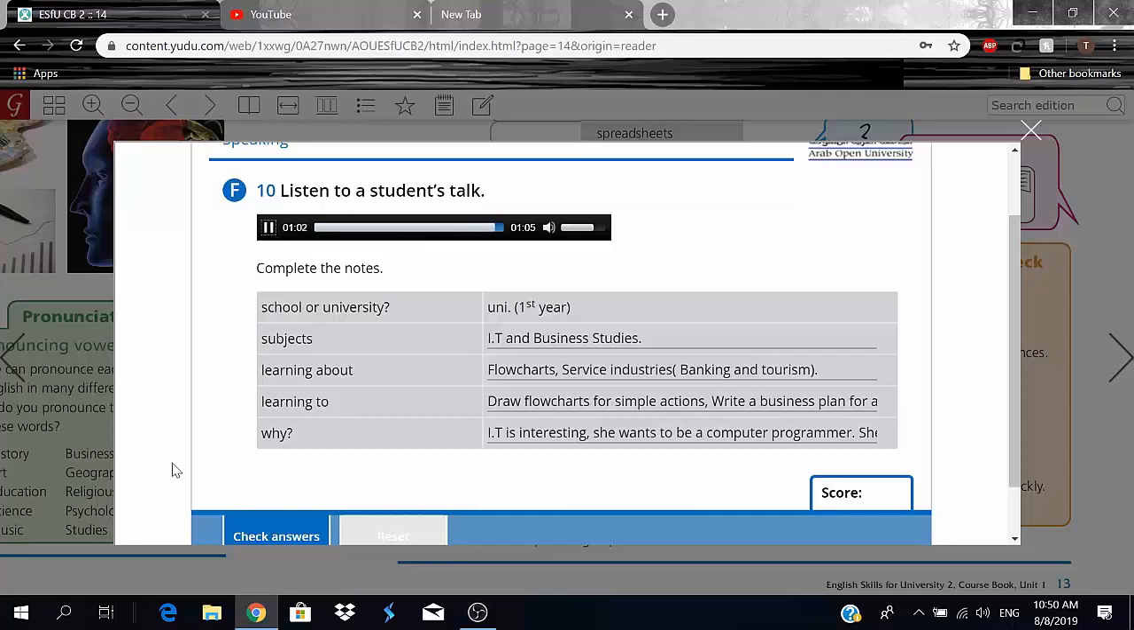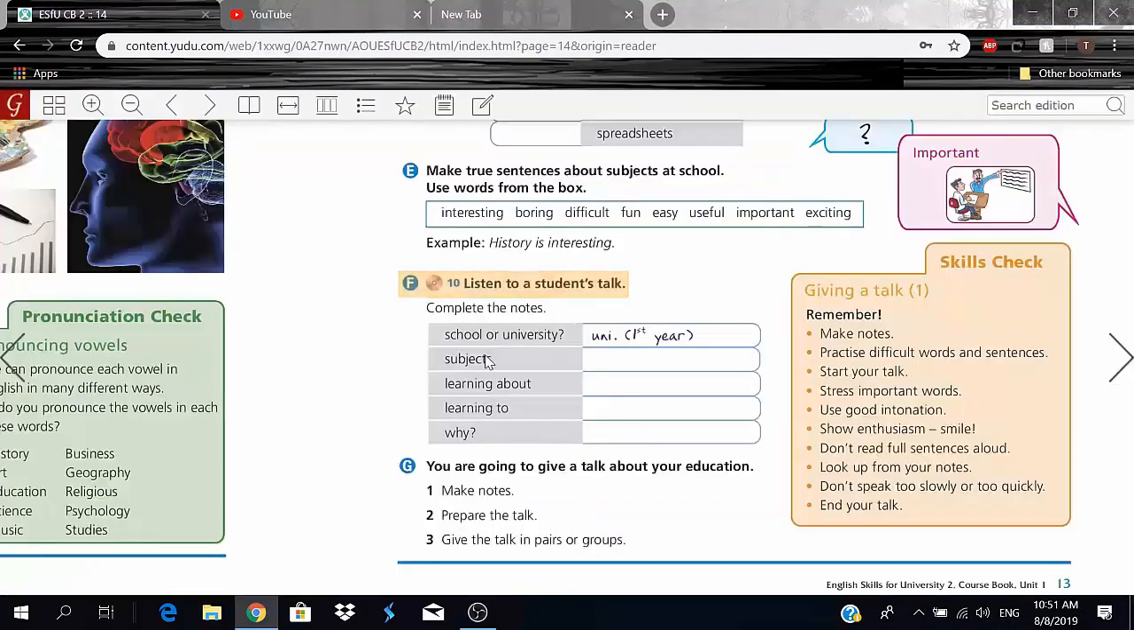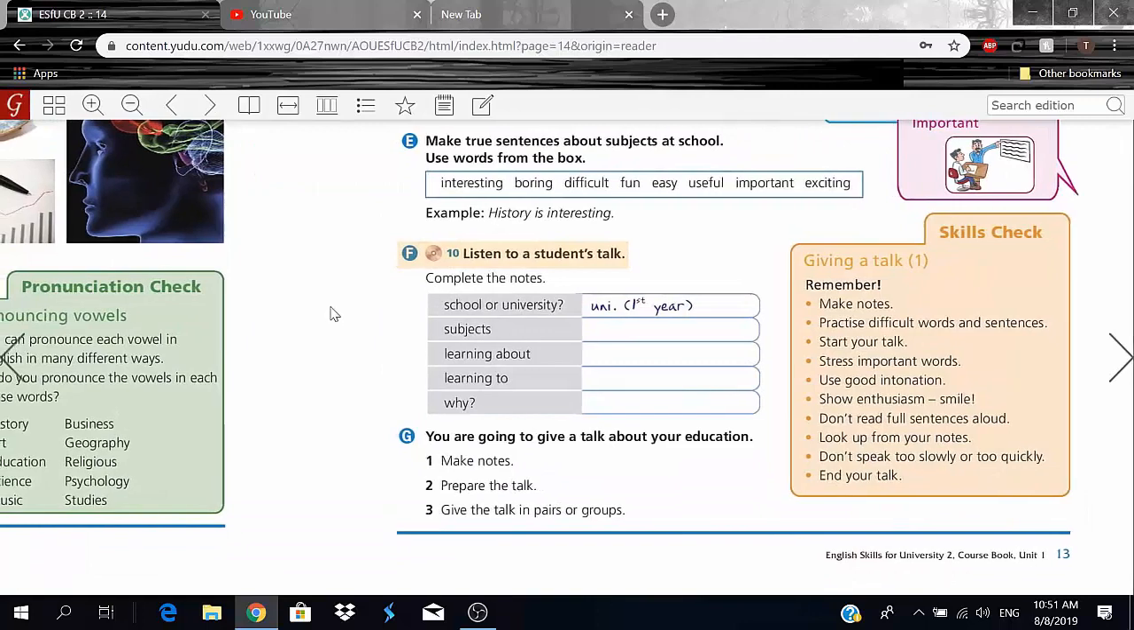Alright, pretty simple stuff, you guys. So subjects, IT and business studies, learning about flowcharts, service industries such as banking and tourism, learning to draw flowcharts for simple actions, and writing a business plan for a service industry. Okay. And why is she doing so? Because IT is interesting to her and she wants to be a computer programmer, and also she likes business studies because she wants to start her own company one day. Okay? Now, anything else? No, I think that's about it.